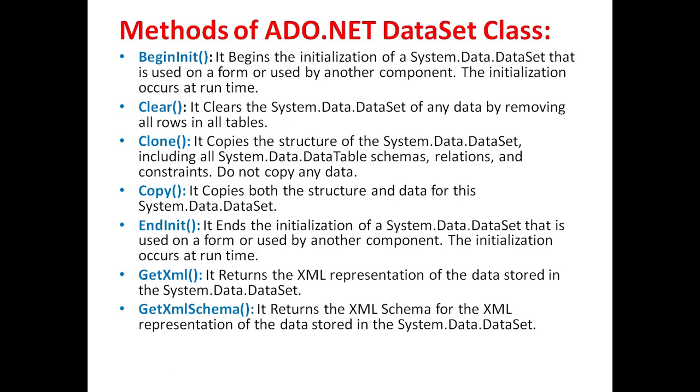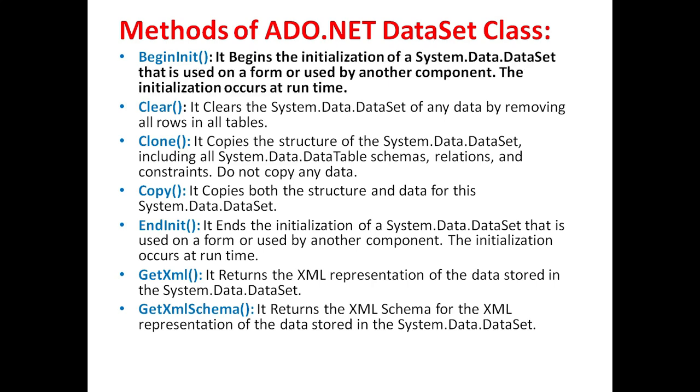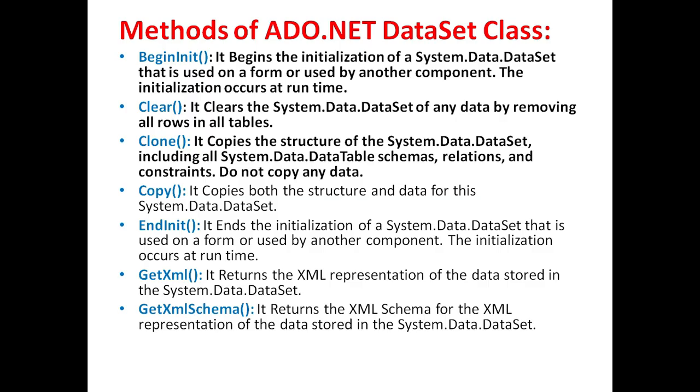Different methods of the ADO.NET DataSet class are: first, BeginInit. It begins the initialization of a DataSet that is used on a form or used by another component. The initialization occurs at runtime. Then Clear. It clears the DataSet of any data by removing all rows in the tables. Then Clone. It copies the structure of the DataSet including DataTable schemas, relations and constraints. It does not copy any data.